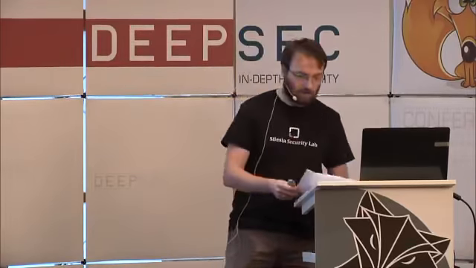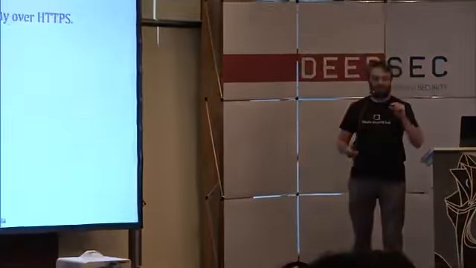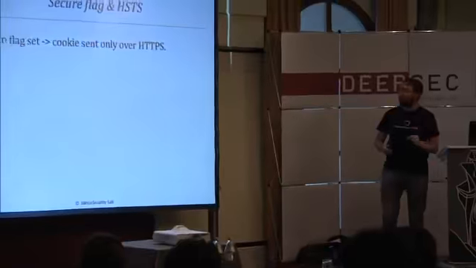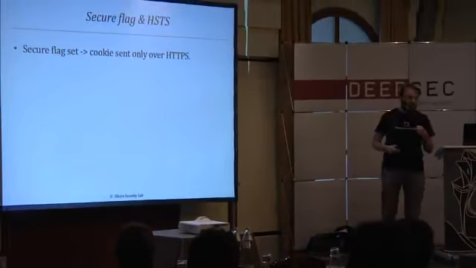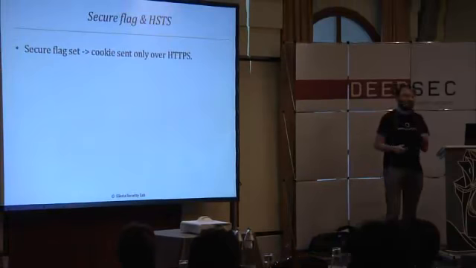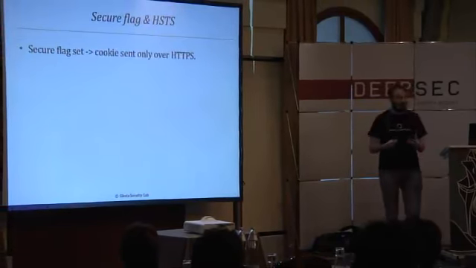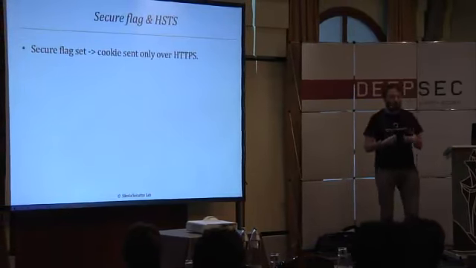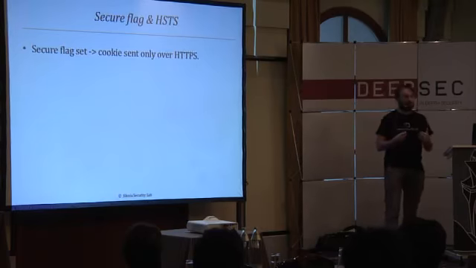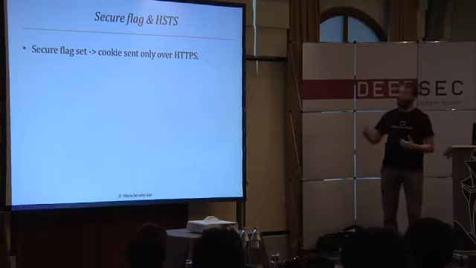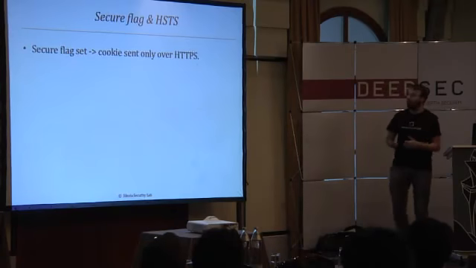Okay, so the first subject: secure flag and HSTS. For those who are not very familiar with this, you may assign flags to a cookie. When a cookie has the secure flag set, then this cookie will only be sent over a secure channel, so over HTTPS. This is very desired because we don't want our sensitive cookies to be disclosed over insecure HTTP. That's the reason why we have the secure flag. So it is really desired.